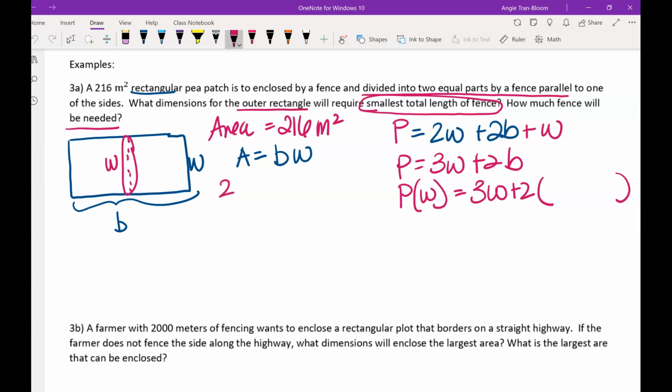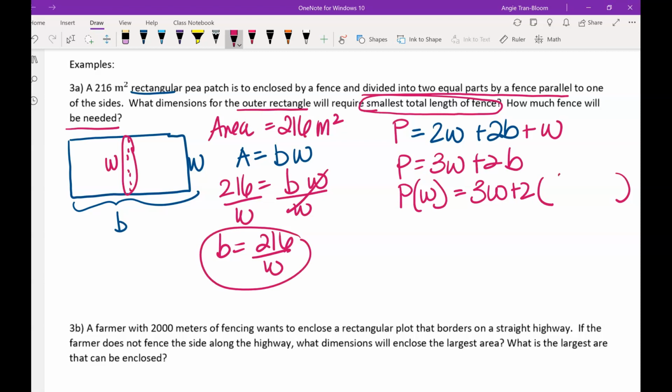Well, we have this area formula over here. I'm looking for base, so I'm going to divide both sides by W. Base is 216 divided by W. We are going to substitute this in, 216 divided by W. So P of W equals 3W plus 216 times 2, 432 over W. Okay.